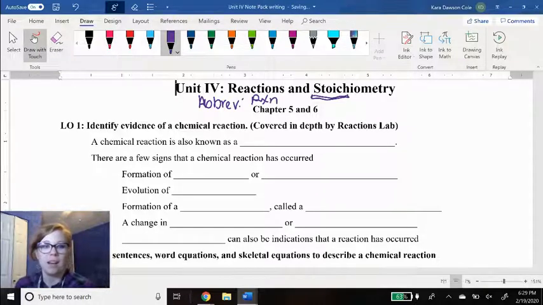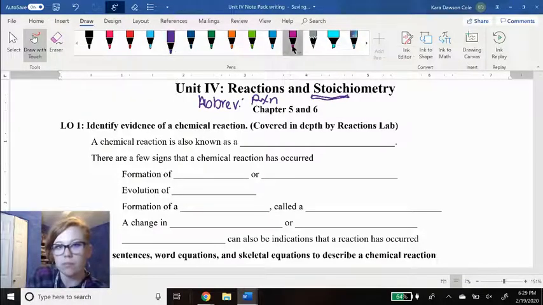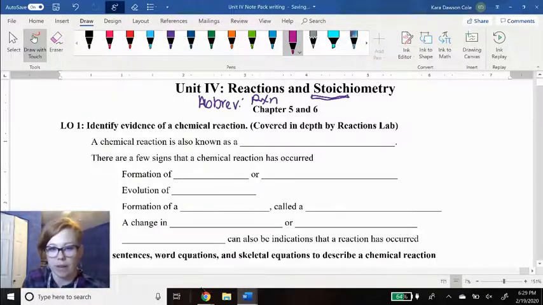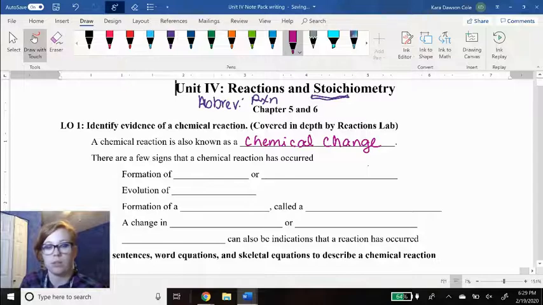Okay. So your first learning objective in Unit 4 is to identify evidence of a chemical reaction. Now, this is going to be covered in depth with the reactions lab. So you will see all of these things. Okay, so a chemical reaction is also known as a chemical change. So chemical reaction is also known as a chemical change.